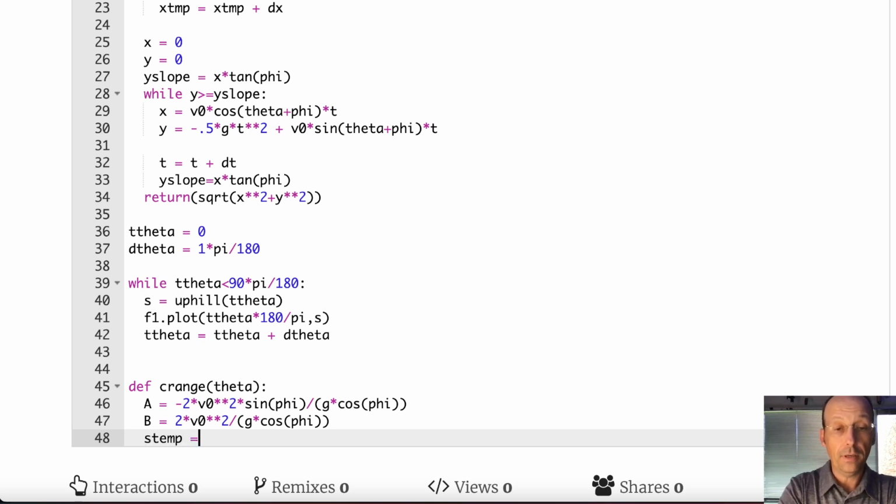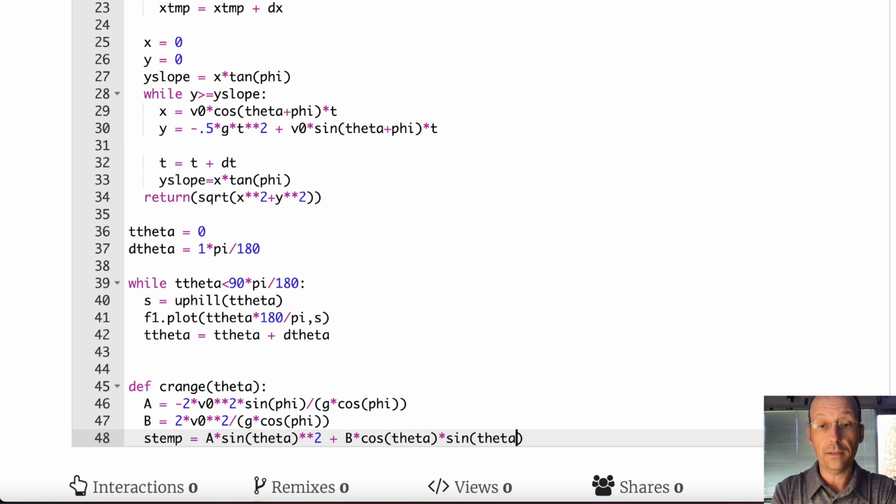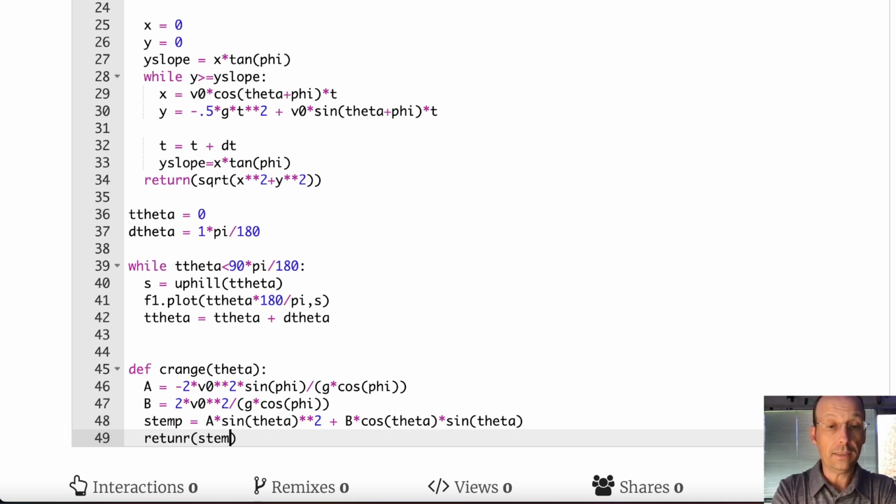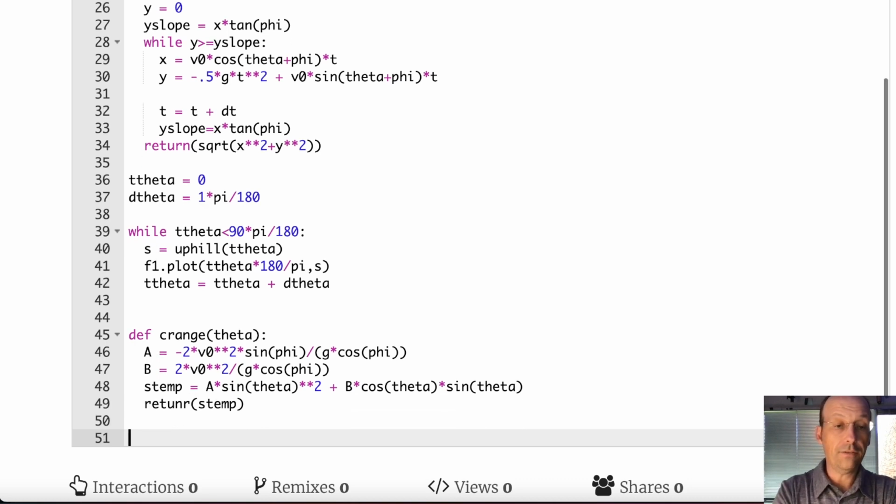So now I can just return the value of the range based on theta. So let's say S temp is going to be equal to 2 times. Oh, that is it. That was x, I didn't want that. That was x as a function of theta. So this does return the range, not the derivative. So it's just going to be A times sine of theta squared plus b times cosine theta times sine of theta. Return S temp.